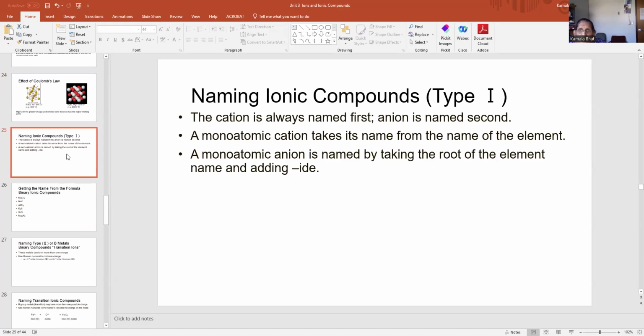Then naming the ionic compounds. In naming the ionic compounds, the rule is always: name the cation first, and the anion is named second. A monoatomic cation takes its name from the name of the element. A monoatomic anion is named by taking the root of the element name and adding -ide to it.